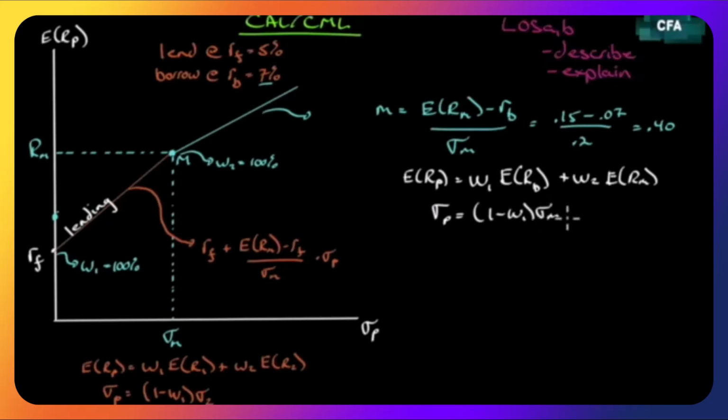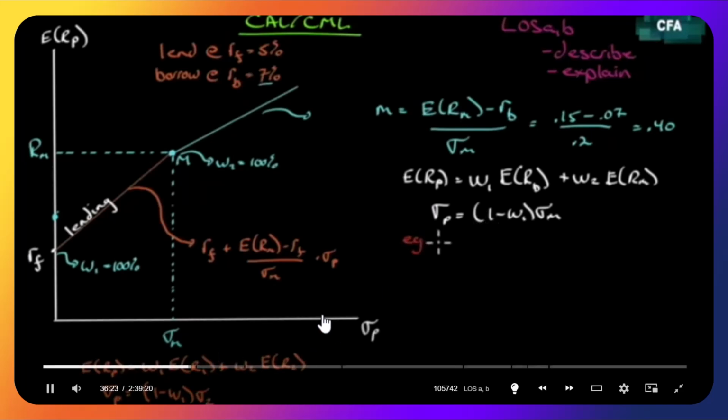It doesn't change. Just because we borrow at 7% doesn't change the volatility on the market portfolio. The market, as far as volatility is concerned, doesn't care what we can borrow money at, doesn't know what we can borrow money at, and it doesn't change anything. It just really doesn't change anything, so it stays the same. So let's say that we're going to borrow 75%.